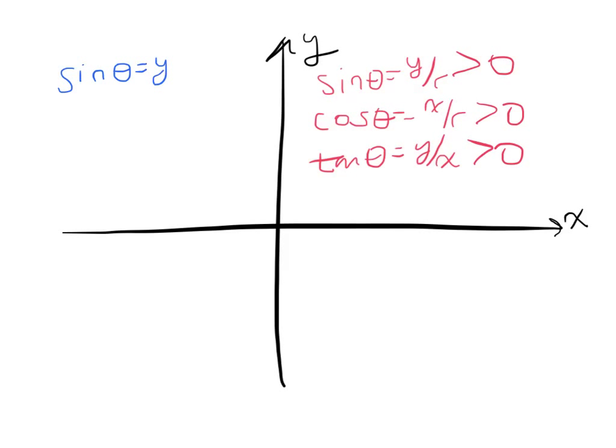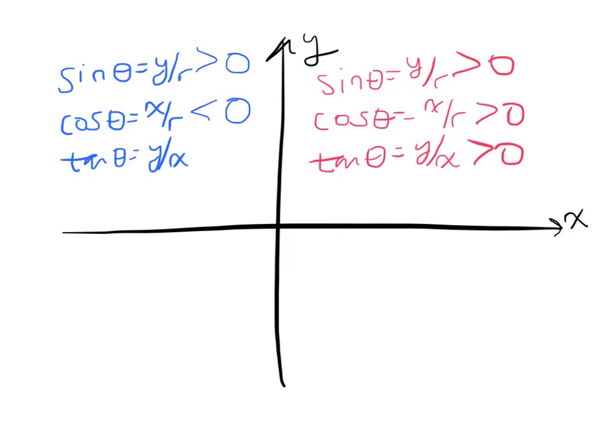We've got sine, cos, and tan. Now r is still positive, x is negative, and y is positive. So sine will continue to be positive, but cosine will be negative because it's got an x. And tangent is the ratio of a positive to a negative, so that will also be negative. So sine is positive in the second quadrant.